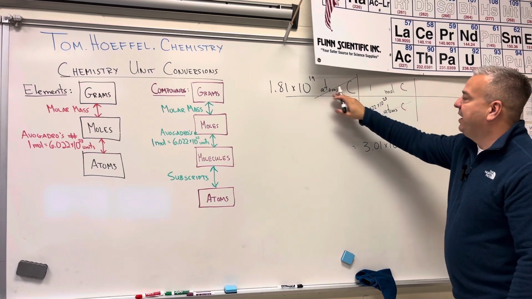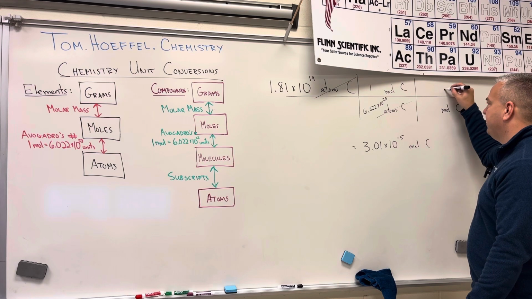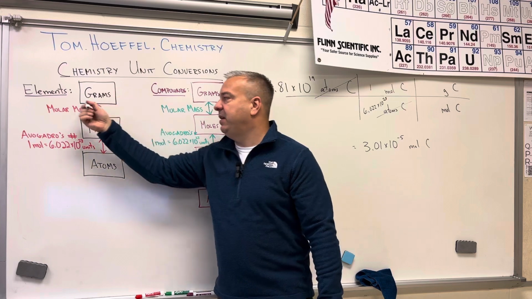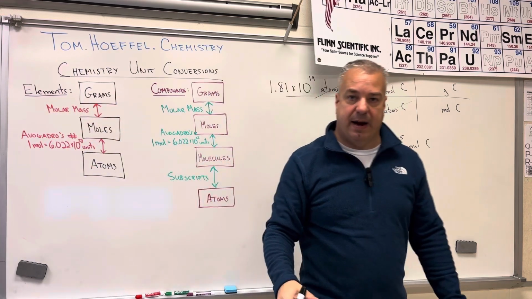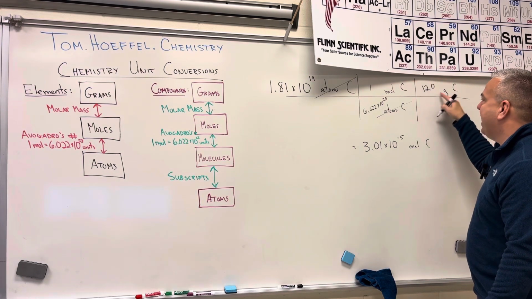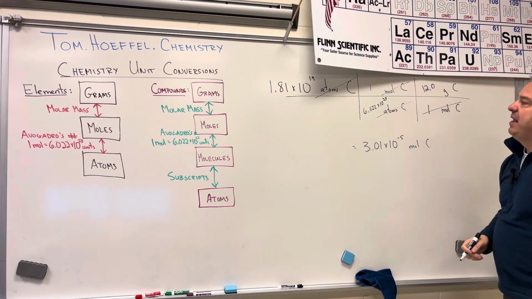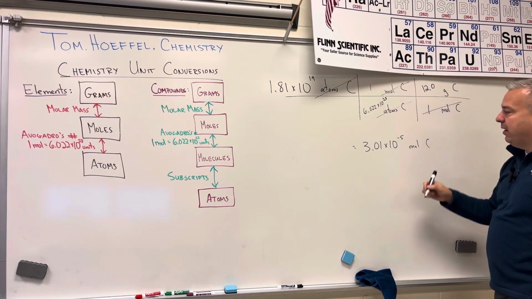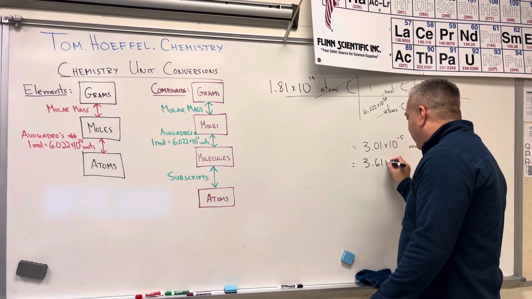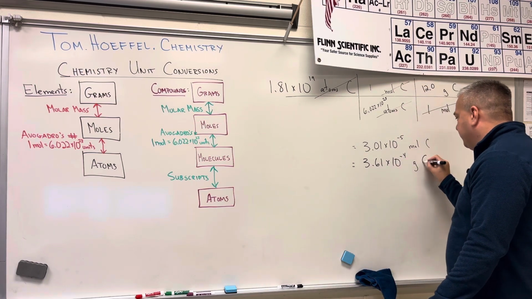Okay, so bringing atoms down, I'm going to bring moles down. And I'm going to go from moles of carbon to grams of carbon. So moles of carbon to grams of carbon. And the conversion factor is molar mass. So I look at the periodic table and I figure out that there is 12 grams for every mole. Remember, the moles are going to cancel out, and if they cancel out, I'm going to be left with grams of carbon. And the answer comes out to be 3.61 times 10 to the negative 4 grams of carbon.